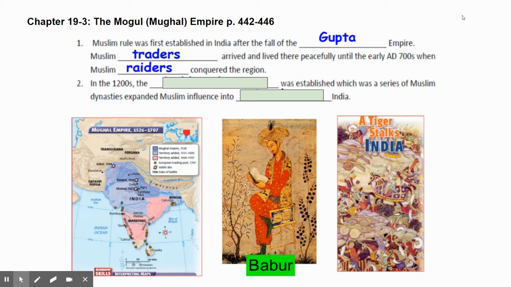Okay, fast forward past some of those individuals that we've already talked about, we get to about the 1200s. And in the 1200s, we have the Delhi Sultanate that's going to establish itself near what is present day New Delhi. This was established from a series of Muslim dynasties that had expanded the Muslim influence into southern India sometime before.